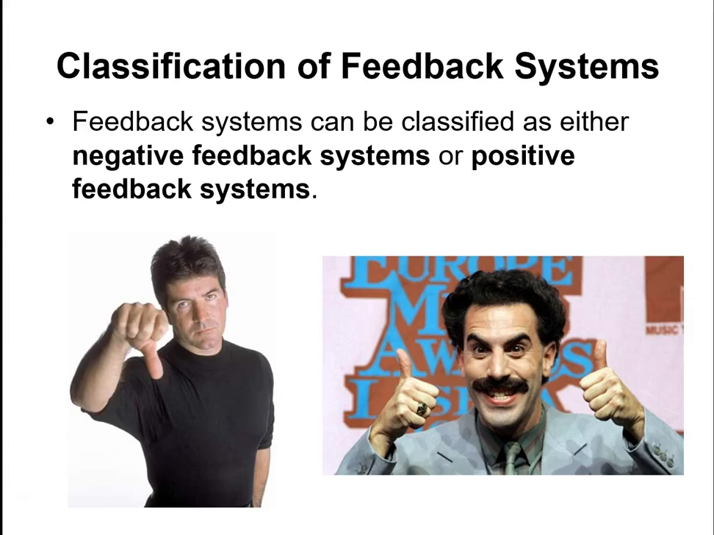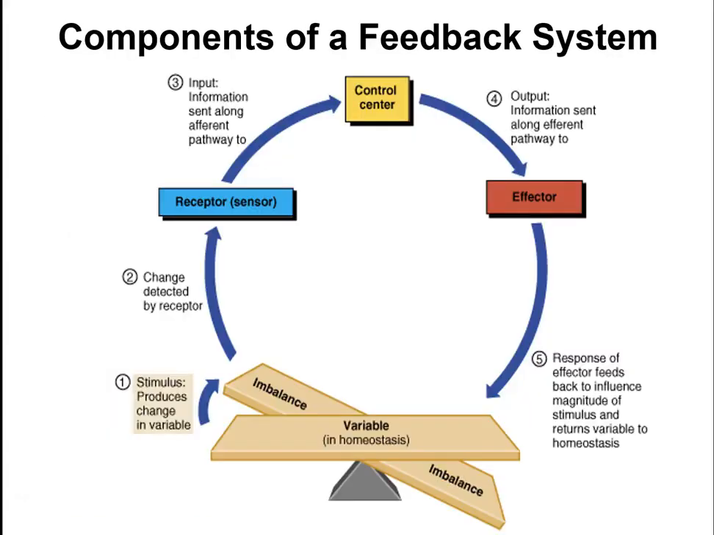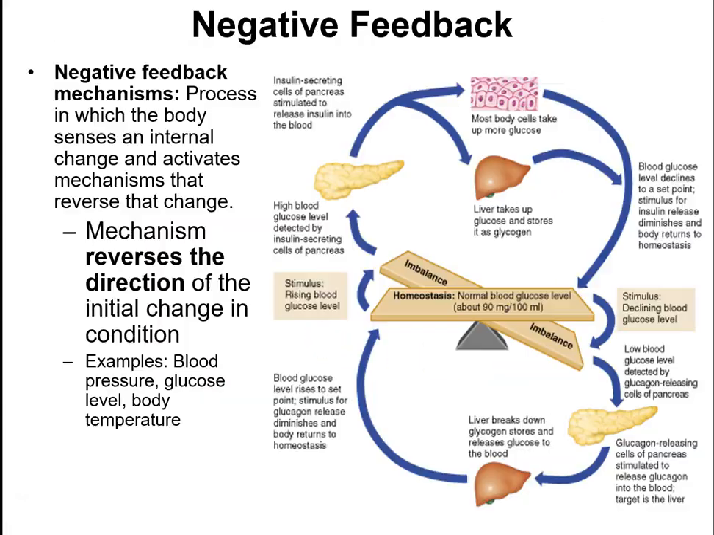So, as I mentioned already, feedback systems can be either negative or positive feedback systems or feedback loops. Again, these are all going to have essentially the same components for that maintenance of homeostasis. We have to have that receptor, we have a control center, and we have an effector. And we constantly have to be monitoring this all the time for both types of systems.